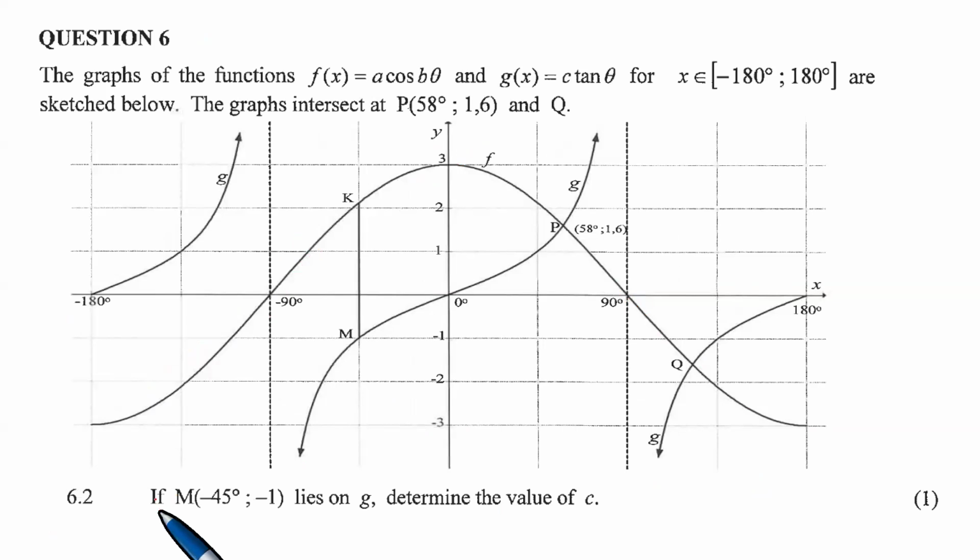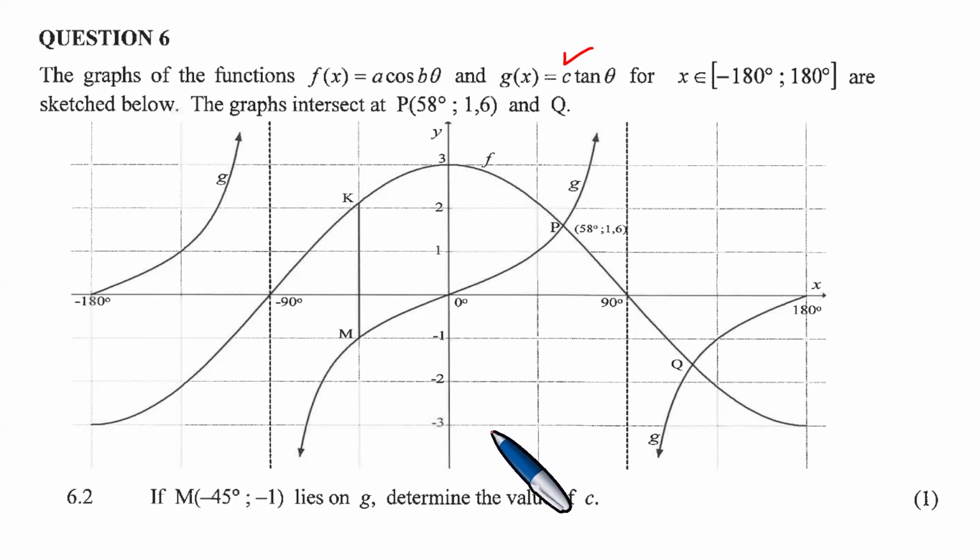In 6.2, if M has the coordinates -5 degrees and -1 lies on G, determine the value of C. Right, so determine the value of C. Now let us look at that one. C itself is this symbol that's sitting here. This is the coefficient of the function tangent of theta.